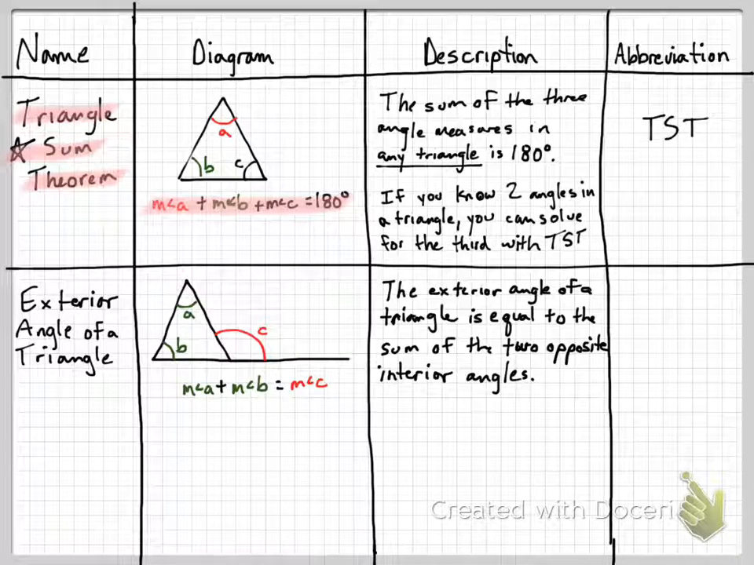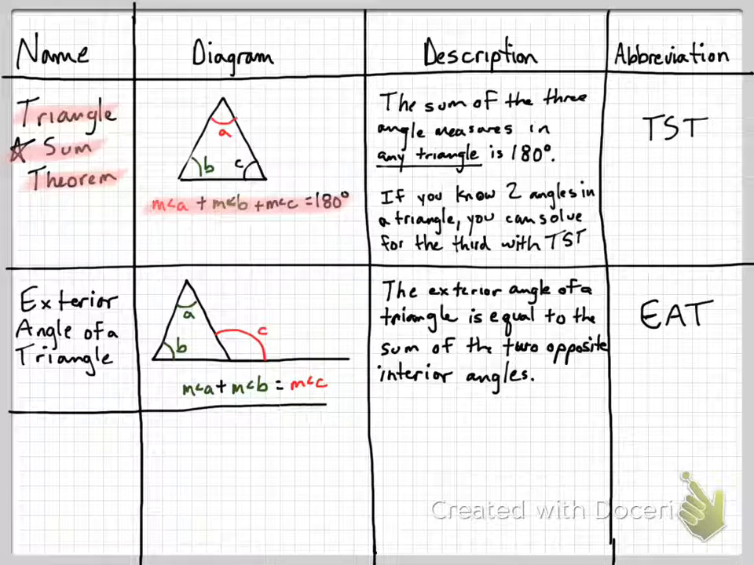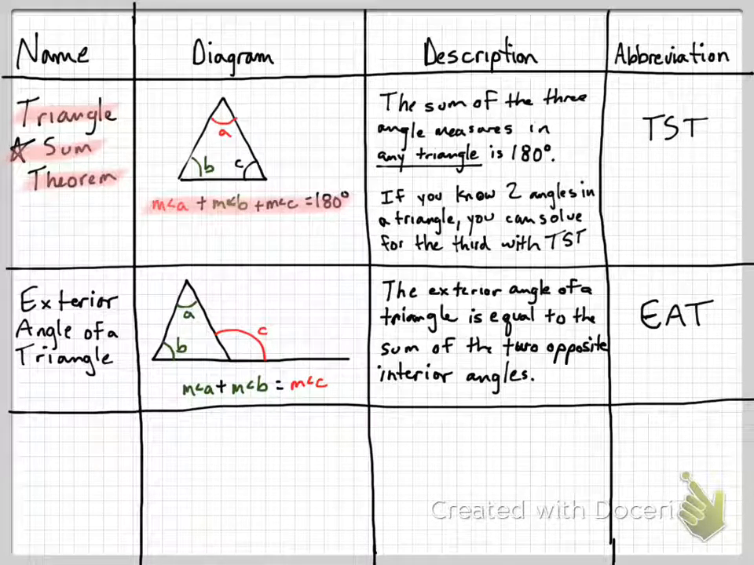All right, and our acronym for this one, if you've already gotten the description written down, what do you think our acronym is going to be? EAT, exterior angles of a triangle. EAT. Because this is kind of an oddball relationship, these two aren't showing equality. This one's actually going to be highlighted in blue.